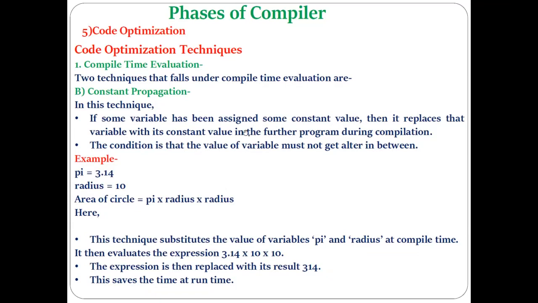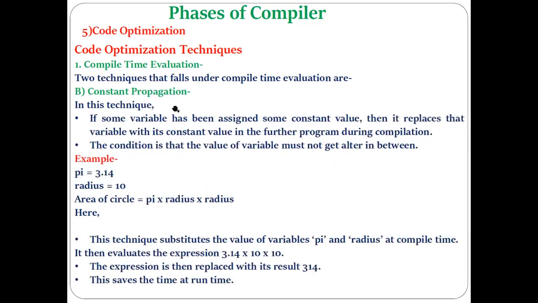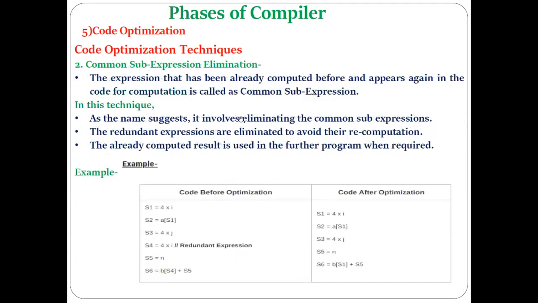Now when can it be possible? It can be possible if constant folding can be done, and if constant propagation can be done. Okay. Now let's see the next important technique in code optimization, that is common subexpression elimination. First, in order to understand it, let's understand what we mean by a common subexpression. An expression that has already been computed before and appears again in the code for computation is called a common subexpression.